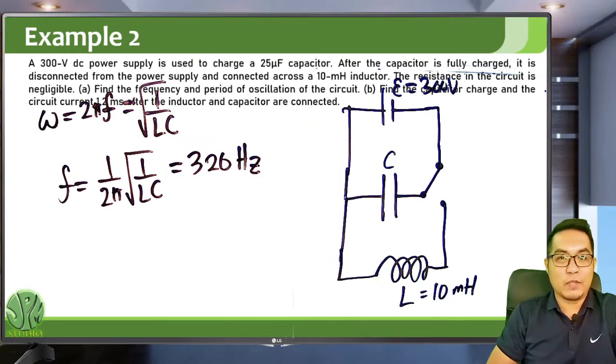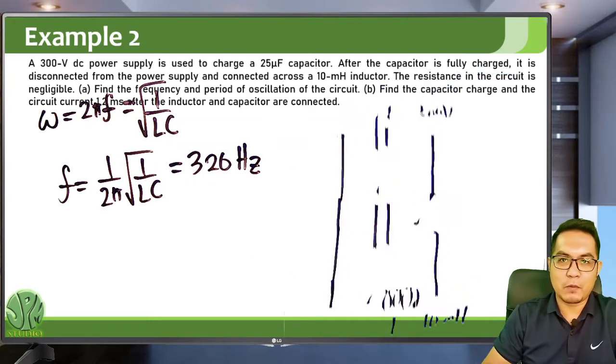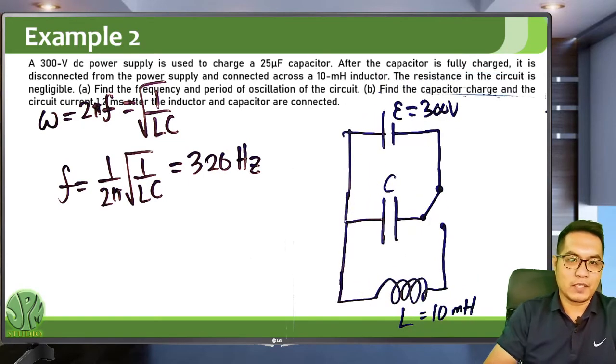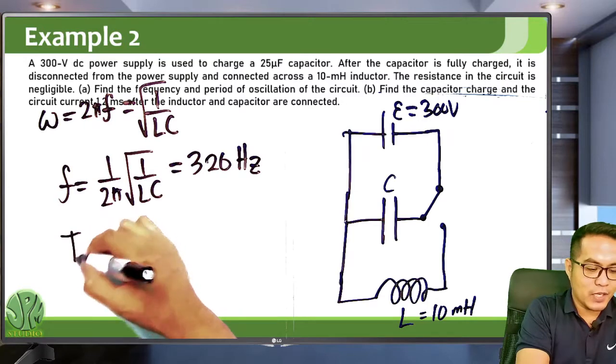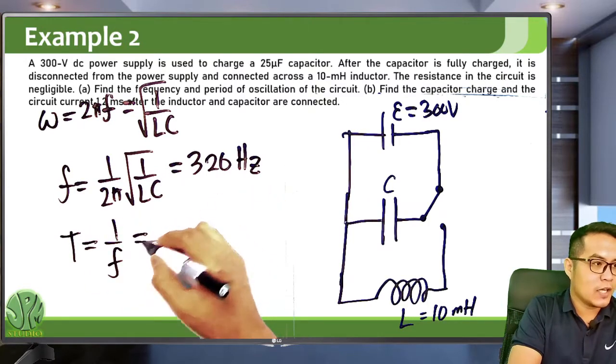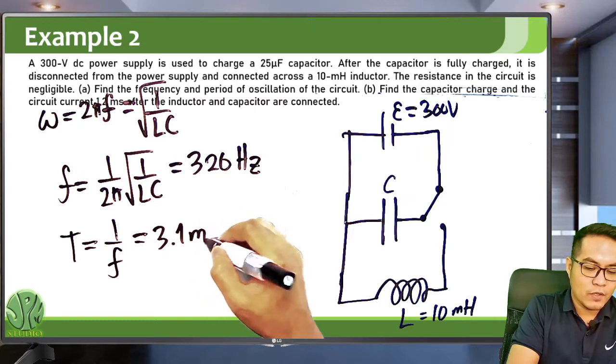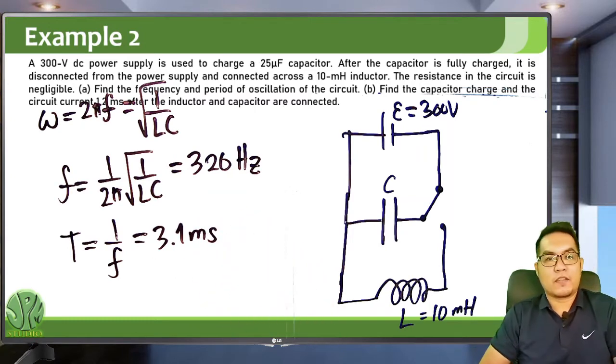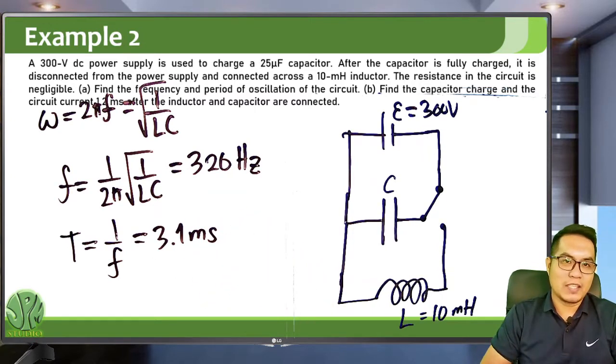That is the frequency. Take note that the problem requires us to solve the frequency. And what is the period? The period is just 1 over the frequency. So 1 over this, you will get 3.1 times 10 to the negative 3 seconds, or 3.1 milliseconds. So that is the period.